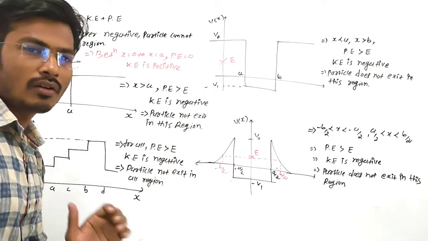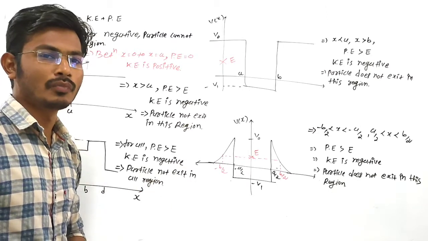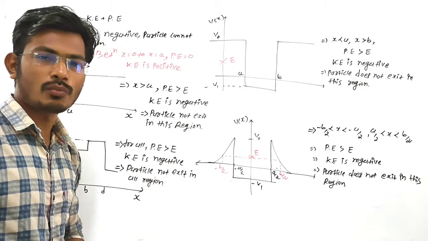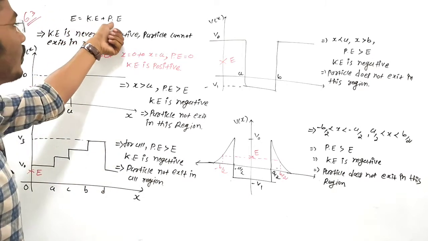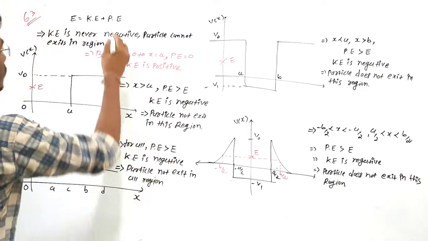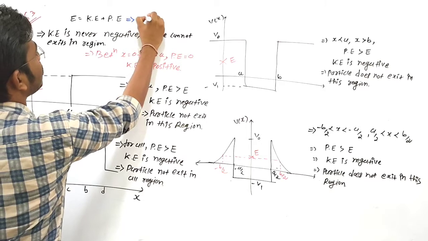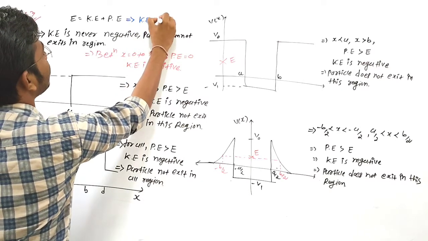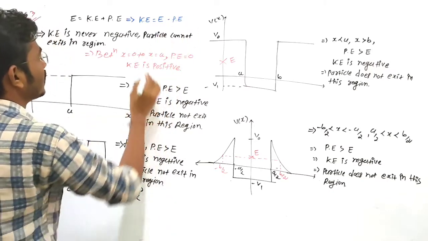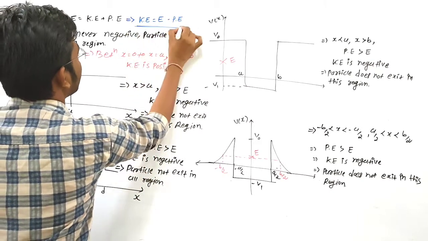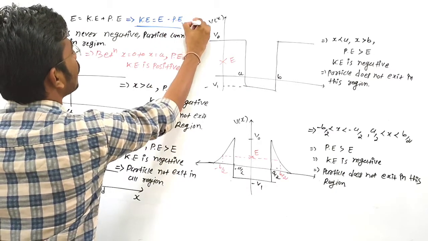Now we already know the total energy is equal to kinetic energy plus potential energy. So E is equal to kinetic energy plus potential energy. So what we can say about the kinetic energy? Kinetic energy is equal to total energy minus potential energy. ये इक्वेशंस हमें कीप इन माइंड रखना है. And potential energy को हमें define किया हुआ है V से.